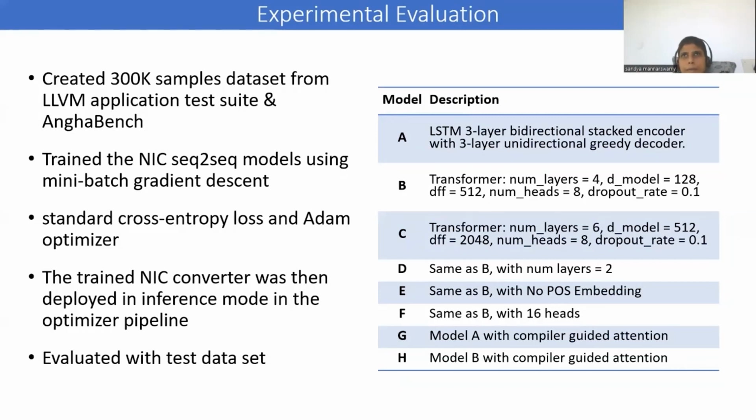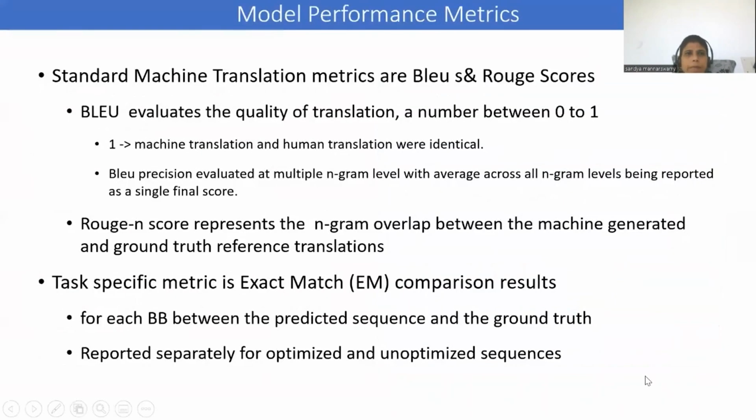One is based on LSTM RNN blocks, and the other is based on the transformer block. And we experiment with different hyperparameters for the transformer in terms of number of layers, embedding dimension, number of heads, and so on. And we also consider both standard attention mechanism and compiler guided attention mechanism.